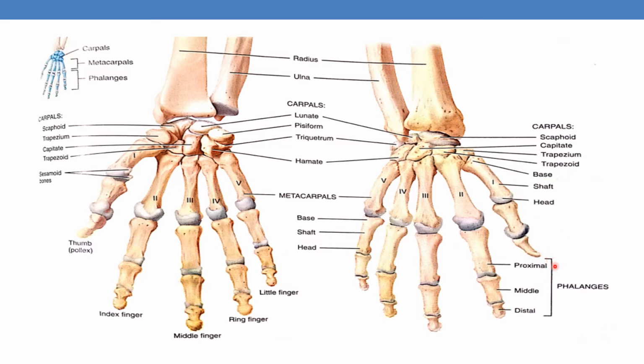So when it comes to phalanges, this is the proximal phalanx, this is the middle phalanx, and this is the distal phalanx. Whereas thumb does not have the middle phalanx. It has only proximal and distal phalanx. Rest of the fingers have proximal, middle, and distal phalanx each. Thumb only has 2 phalanges.